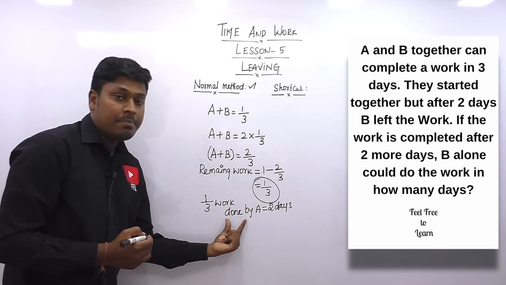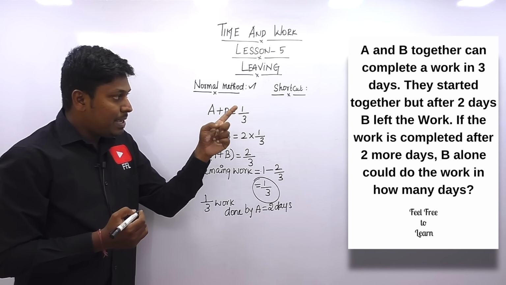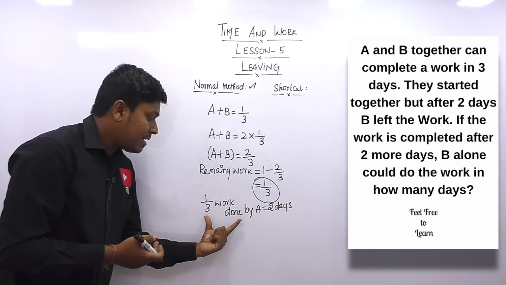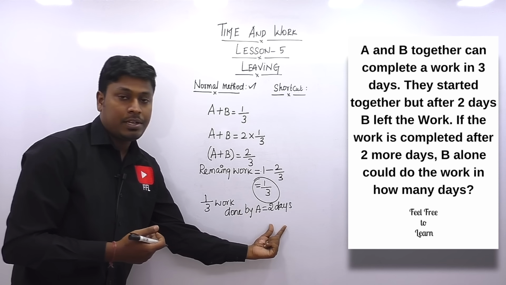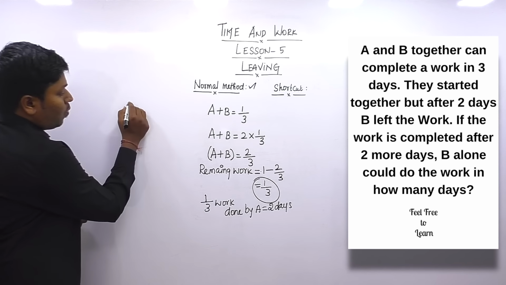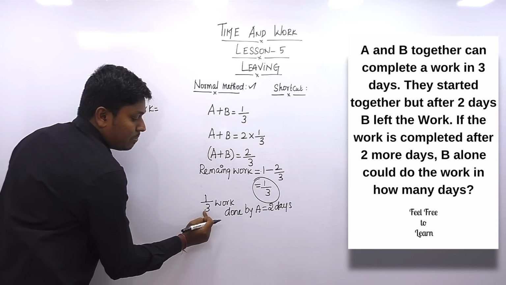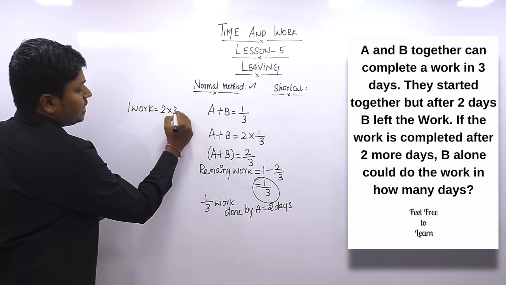So this was done by A in 2 days because it's a direct data given in the question. B left the work, and the work is completed after 2 more days. So we can say that 1 by 3rd of the work is done by A in 2 days. So 1 work is equal to, when you bring this 1 by 3 towards the right hand side, 2 into 3 days.